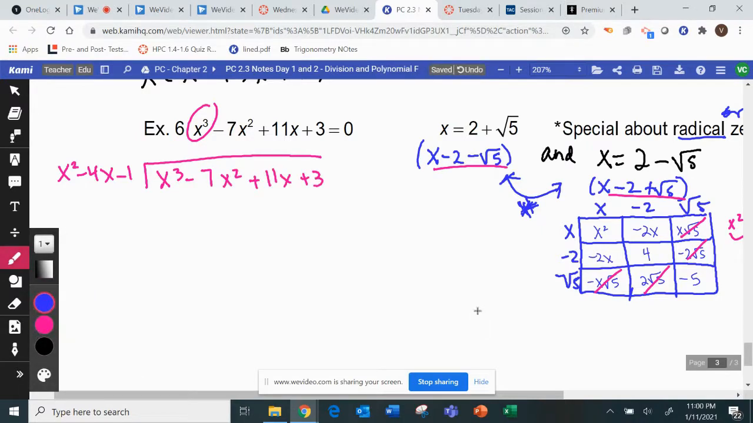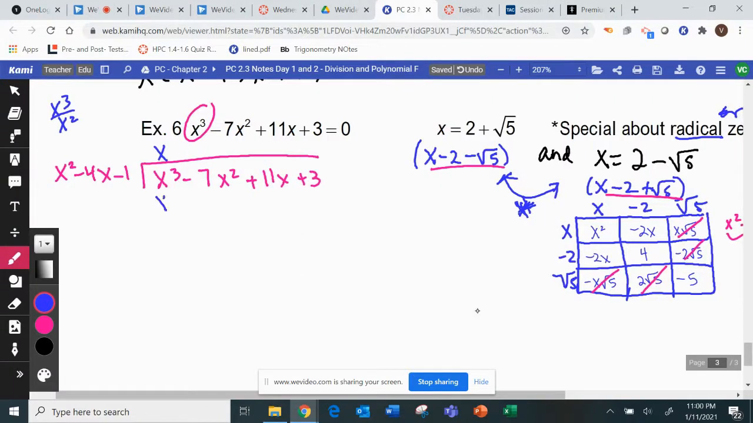Okay, so we divide x squared into x cubed. If you can't do it in your head, just put it on top of each other. That makes x. We're going to multiply, so I get x cubed minus 4x squared minus x. Draw the line, change the signs, add them. These cancel. We get negative 3x squared plus 12x. We bring it on down. Now this has to go in evenly because these were said to be factors. If I have a remainder, I've made a mistake somewhere.